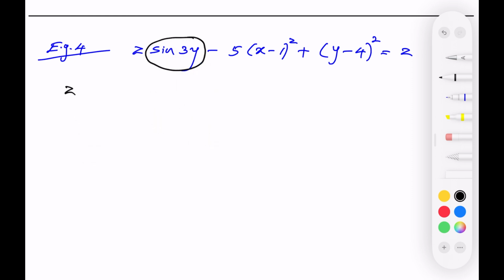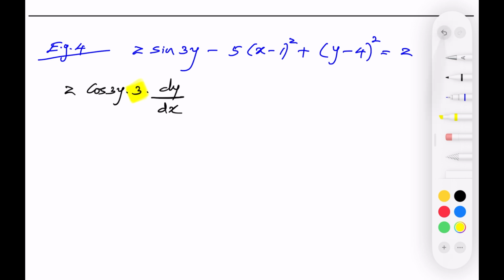If I differentiate sine 3y with respect to x, the first step is to differentiate it with respect to y, and that times dy by dx. When I differentiate the sine 3y with respect to y, it will be cosine 3y times 3 times dy by dx. Please do not forget the times 3, because that's how we differentiate sine 3y with respect to y according to the chain rule.